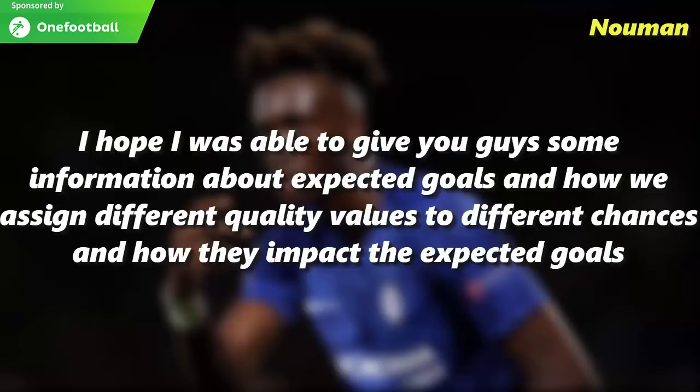I hope I was able to give you guys some information about expected goals and how we assign different quality values to different chances and how they impact the expected goals.